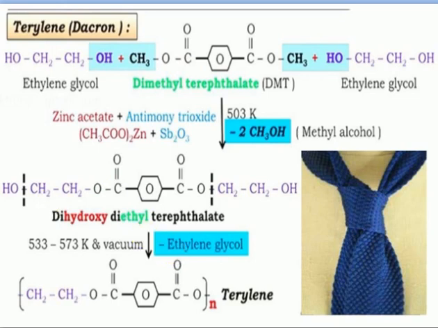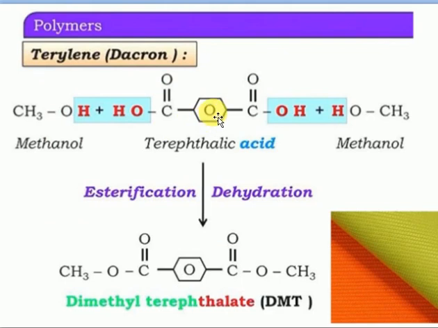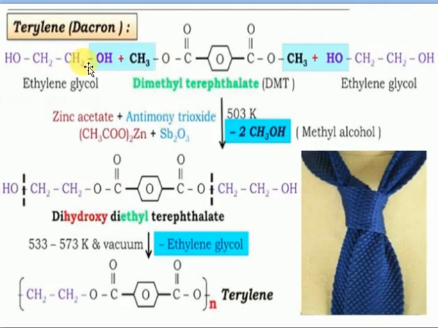Once again, repeating, students, remember here very clearly. The first step: terephthalic acid reacts with methanol and forms dimethyl terephthalate only. This dimethyl terephthalate is one of the monomers. This DMT reacts with ethylene glycol, leaving one methanol molecule, at a temperature of 503 kelvin and with zinc acetate as catalyst and antimony trioxide. They form one polymer, dihydroxy diethyl terephthalate only. The process takes place continuously, and they form a polymer called terylene only.